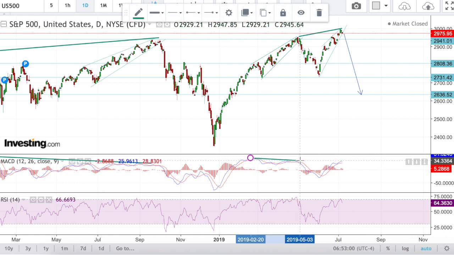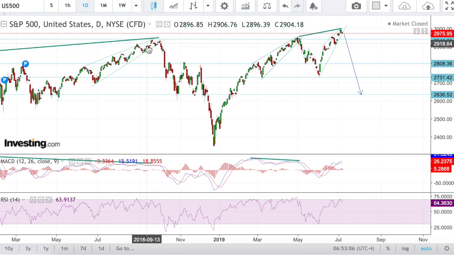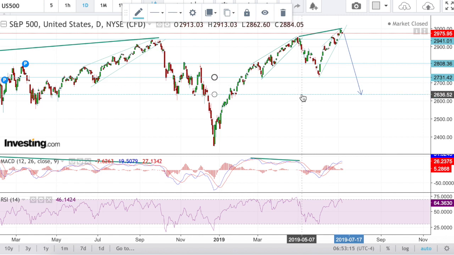We had divergence here on the MACD, and when we started approaching this, I made a double top video, and from that video on, we started crashing into my 3 targets. So I had 3 targets aligned, 1, 2, and 3. We didn't hit the third one.